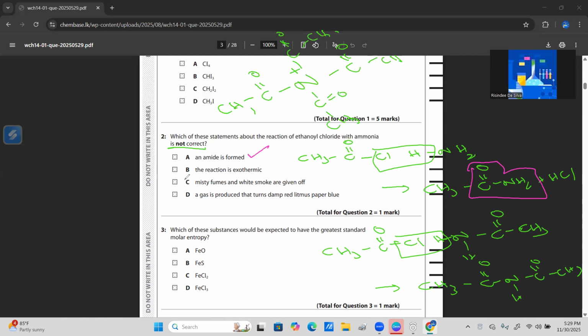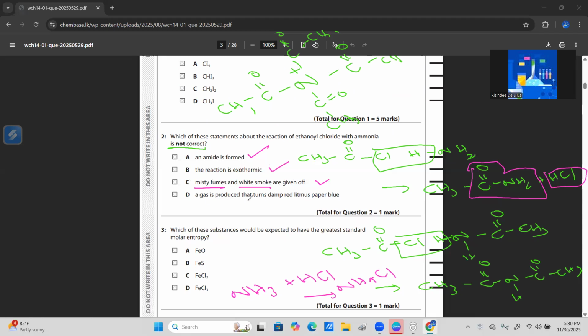That is correct. The reaction is exothermic. You can see new bonds are forming. That is also correct. Misty fumes and white smoke are given off. That is also correct because if you have ammonia and HCl in the medium, both of them can react to form ammonium chloride. That will form a white smoke. Misty fumes are due to HCl.